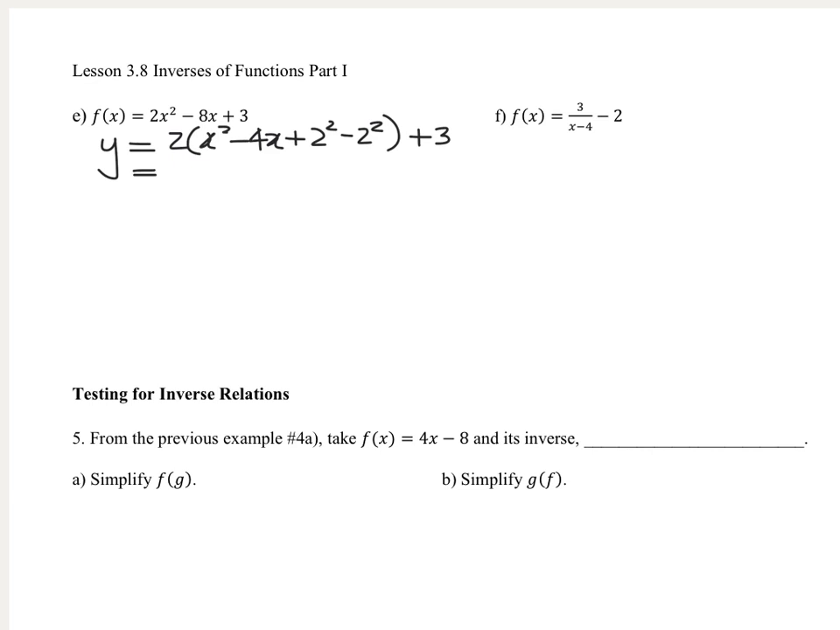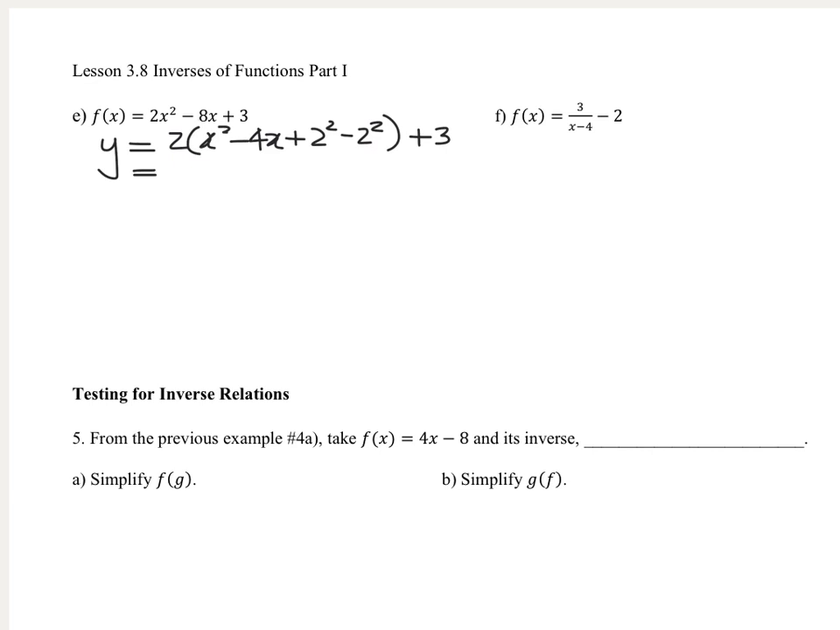So I factored out a 2 from the first two terms here. That's how I got this 2. So I got x squared minus 4x. And then I got this 2 by taking that 4, dividing it by 2, and then squaring it. And because I added that term, I also had to subtract. Just a quick review of completing the square.